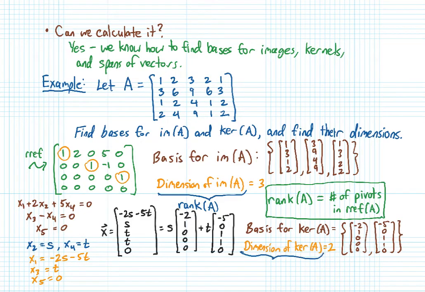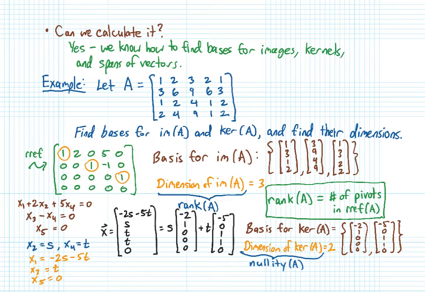Now the dimension of the kernel of A also has a special name, and that name is nullity. So in this case, the nullity of A is 2. Now can you think of a quick way that we could just look at the reduced echelon form of A and figure out what the nullity is? Well, yeah, there is something.